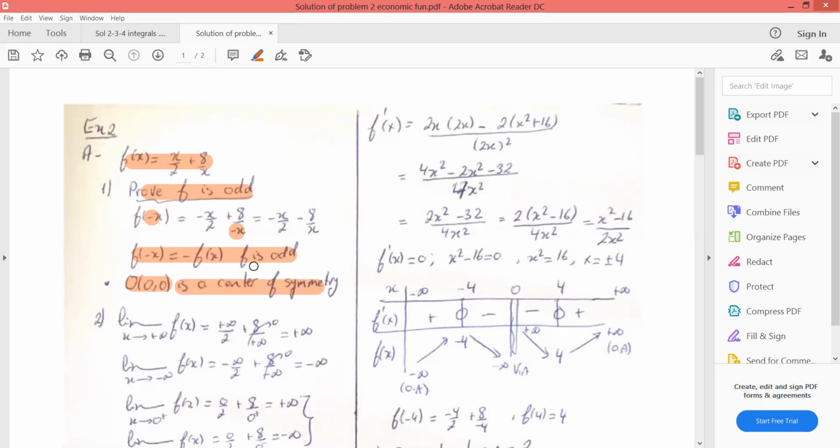Interpret graphically the result. How would the function be even? Even function. How to prove even function? f(-x) equals f(x). Yes, George. Thank you.